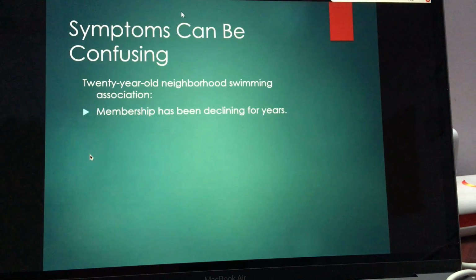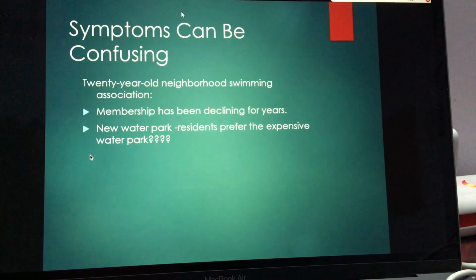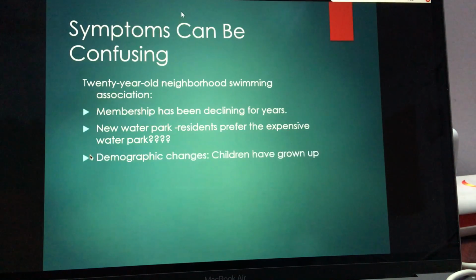That means they have a swimming club in the community, in the housing area, and the membership has been declining for years. The question is whether residents prefer to go to the expensive water park instead.